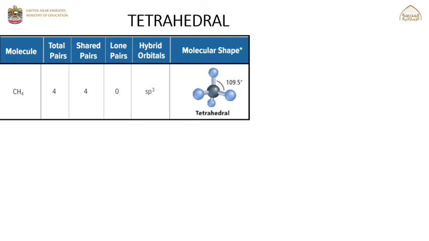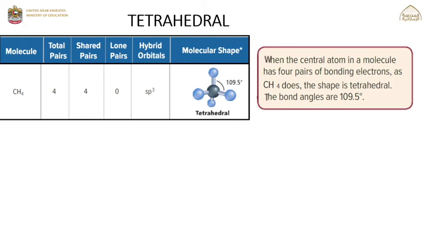For tetrahedral, we have a very good example in methane, or CH4. When the central atom in a molecule has 4 pairs of bonding electrons, as CH4 does, the shape is tetrahedral. The bond angle is 109.5 degrees, and it has sp3 orbitals, 0 lone pairs, and 4 shared pairs.